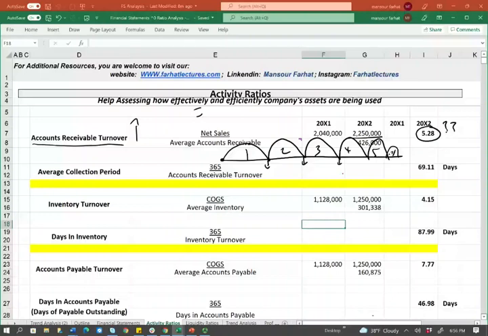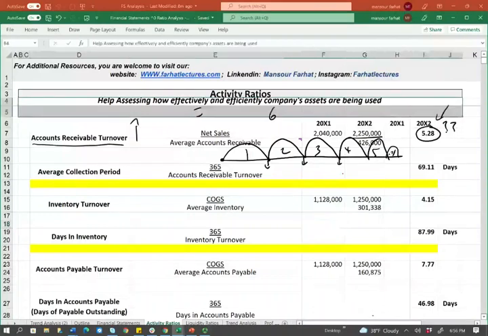Now, from an auditor's perspective, when you look at 5.28, and last year was, let's assume, 4.0, one of two things happened. Either they're collecting their money faster, or they're selling less on account, or a combination of these two. You need to see if that makes sense or not, because it went from 4 to 5.28.